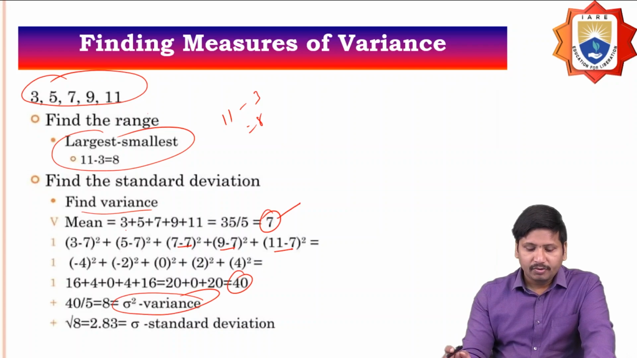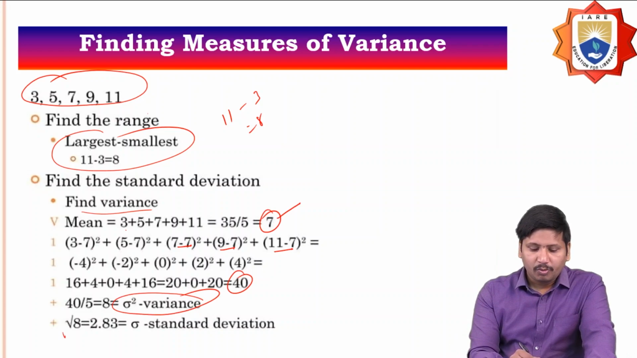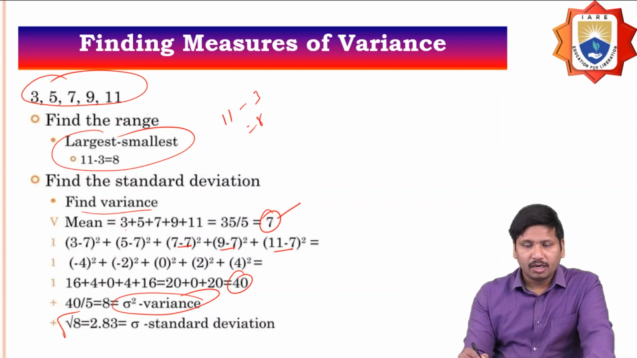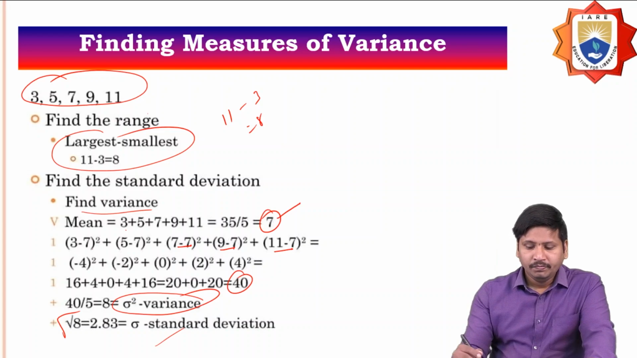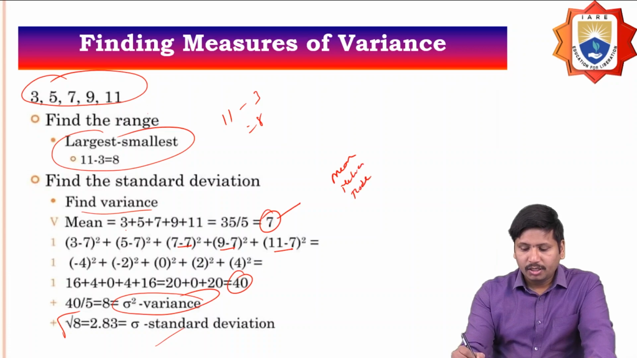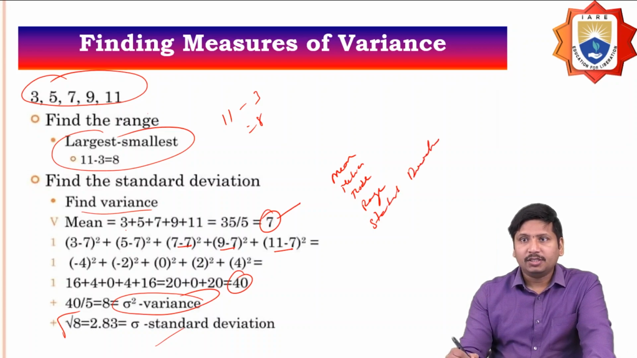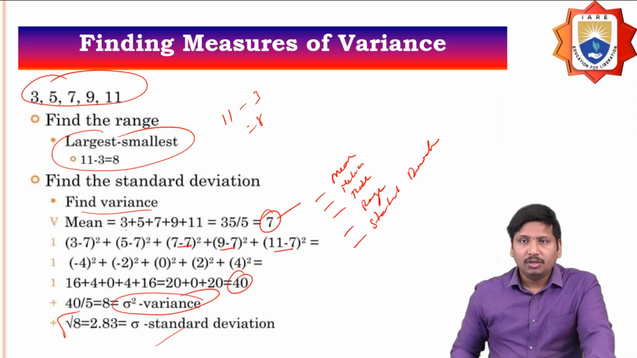How does the standard deviation come? If I apply the square root of this, I get the standard deviation. Like this, we calculate the mean, median, mode, and then the extra things: range and standard deviation. These are some of the measures or statistics we can use to do the problems.